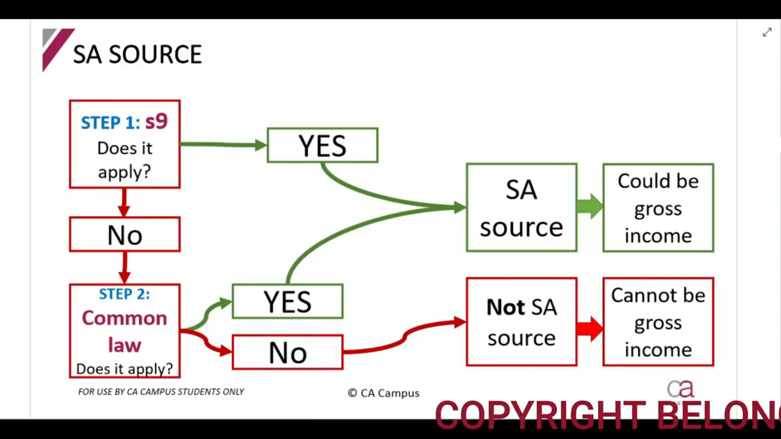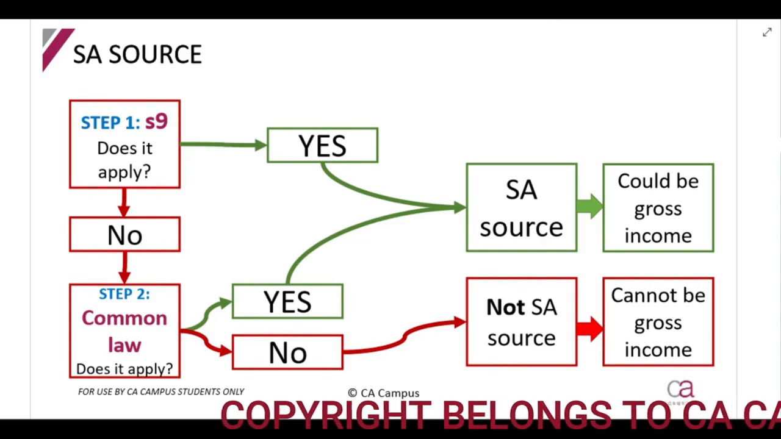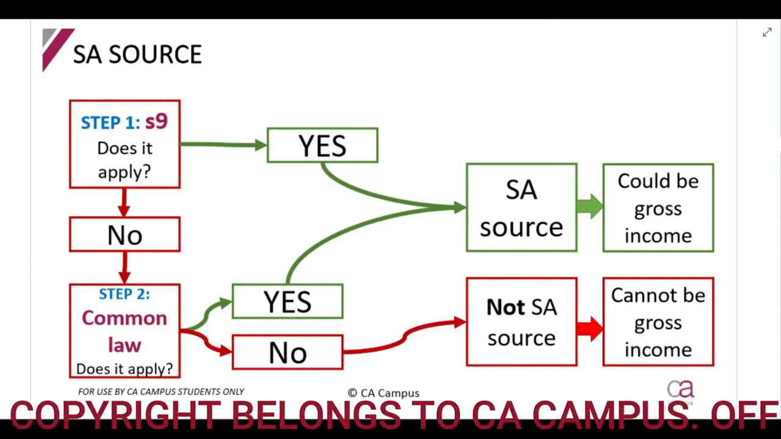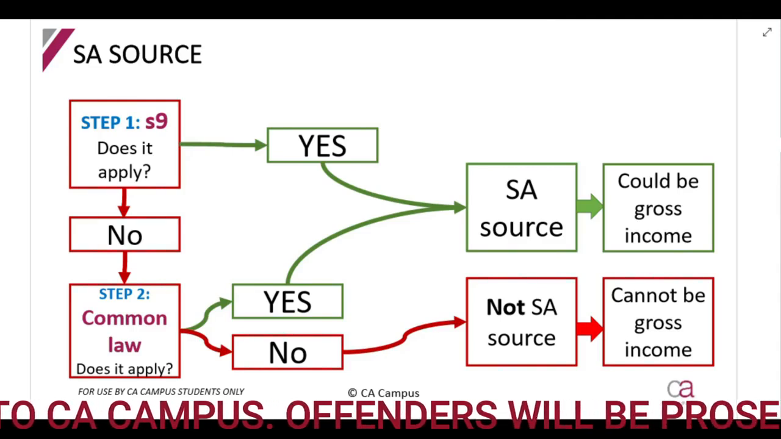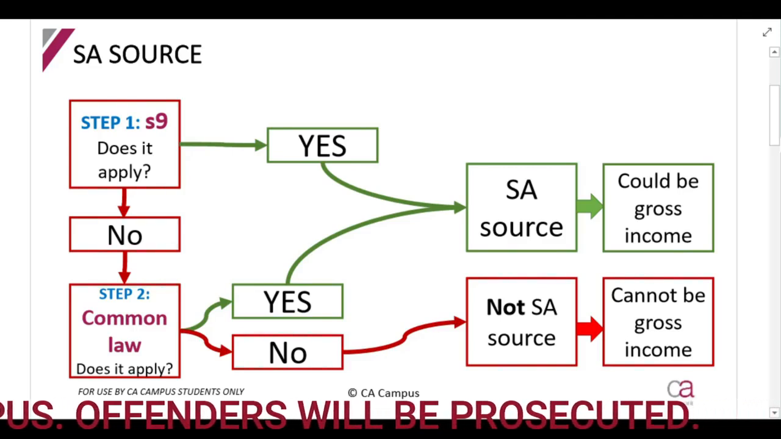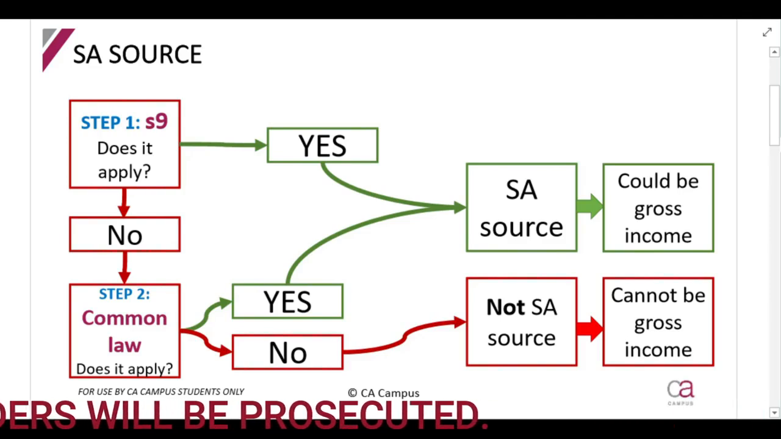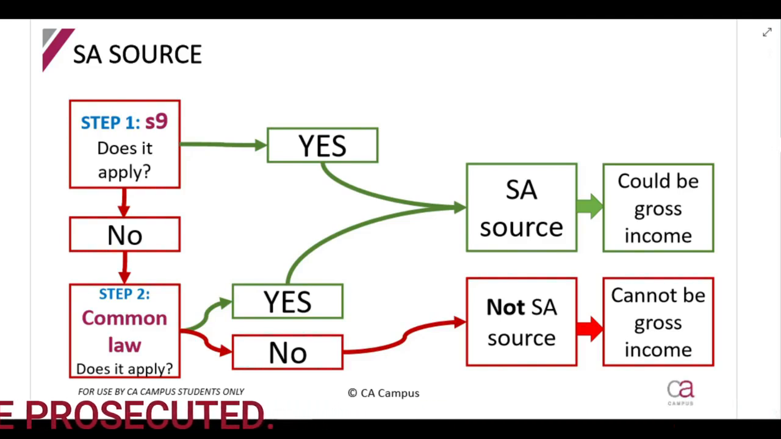We are now going to discuss what it means for something to be from a South African source. How do we determine that? So the first thing that you need to see is that there are two main sections or ways of determining source. There's the Section 9 rules.